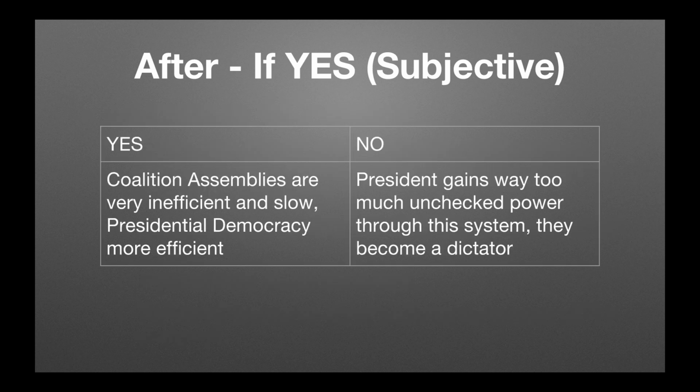Okay, maybe I exaggerated the no side a little bit, but in general, these are the arguments that both sides are making. The yes side is arguing for an efficient government, and the no side is arguing that the president will become way too powerful. But what happens if the people vote no? Well, nothing. Now let's go to recent politics, and for that, I'm joined by a special speaker.